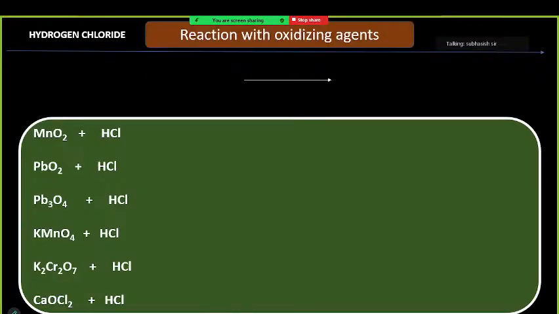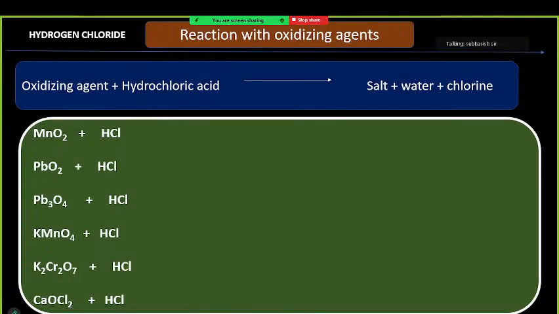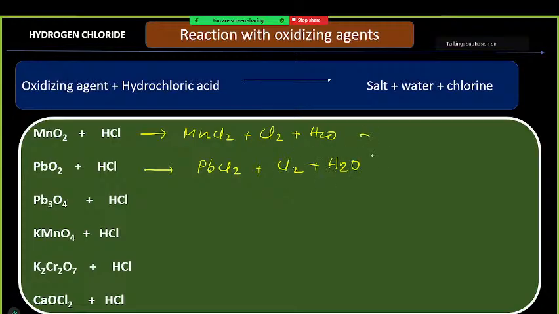Here you see the reaction with oxidizing agents, a very important reaction. MnO2 plus HCl gives MnCl2 plus chlorine plus water. PbO2 gives PbCl2 plus chlorine plus water. All those reactions are important. Here also PbO2 gives PbCl4... plus chlorine plus water.